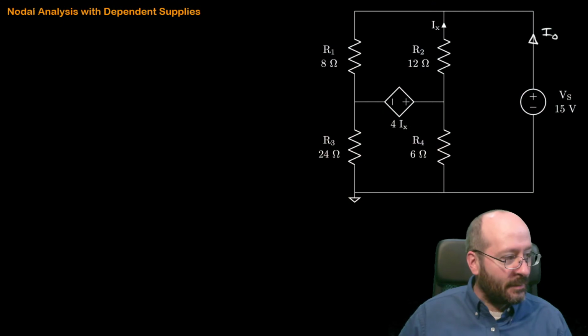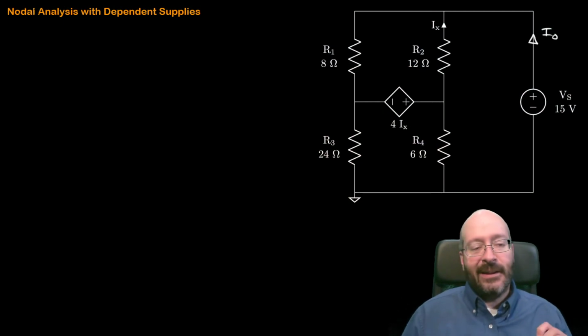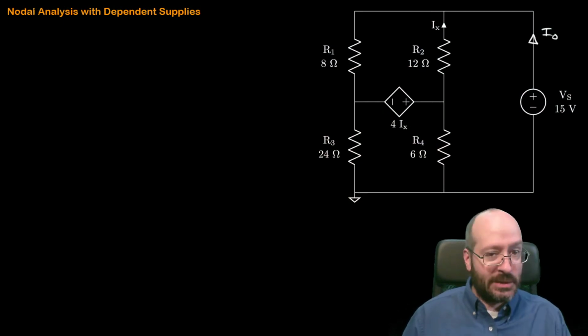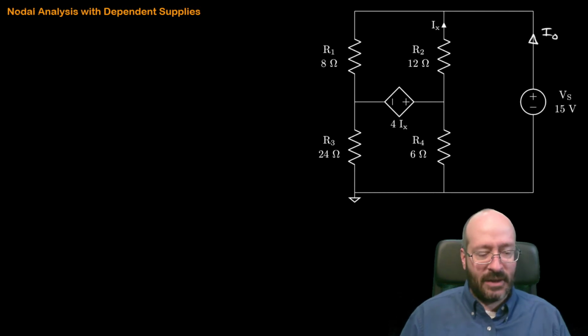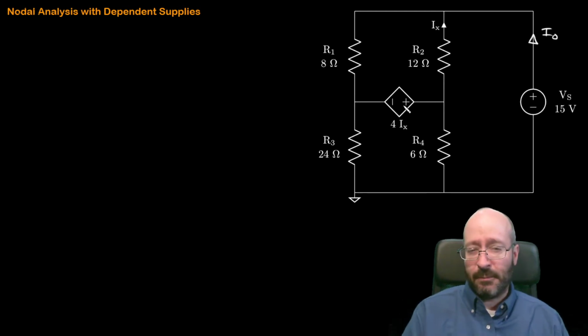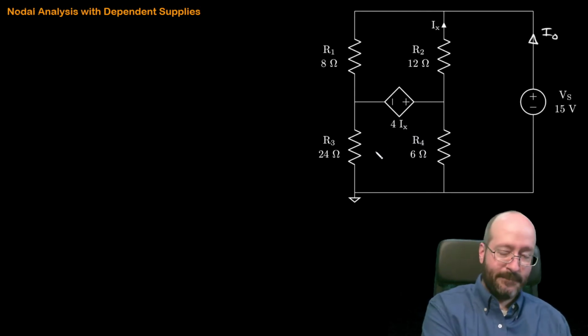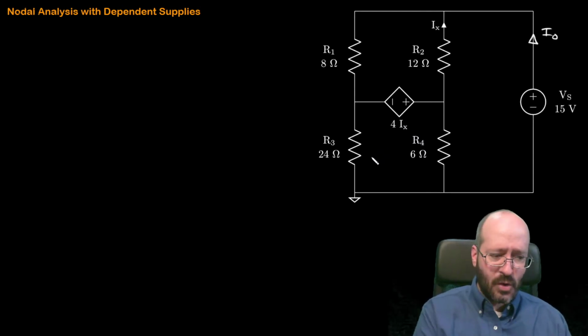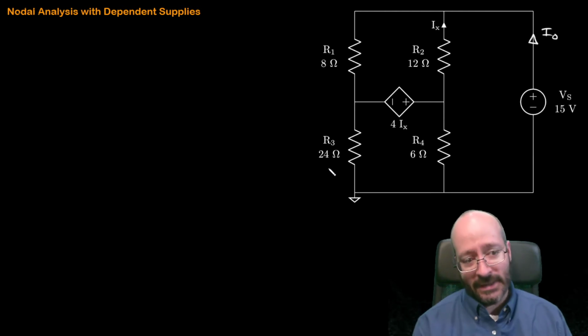Let's do some nodal analysis. Okay. Still working with dependent supplies. I promised you a dependent supply that was a voltage supply this time, just to mix it up a little bit. And we can see that right here in the middle, and it is a voltage supply because it's got the plus and minus on the inside, and it's controlled by a current. So it's a current controlled voltage supply, and we treat it as such when we do our nodal analysis.